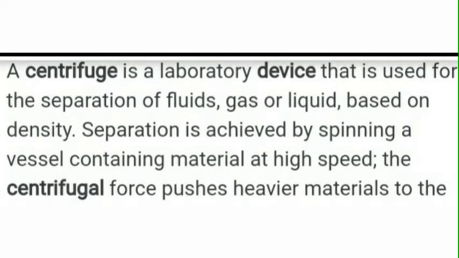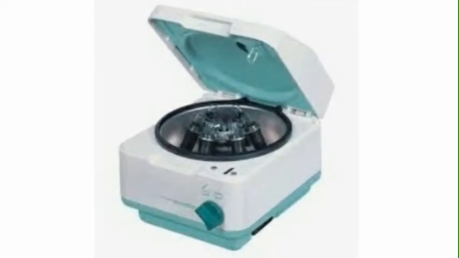A centrifuge is a laboratory device that is used for the separation of fluids, gas or liquid based on density. Separation is achieved by spinning a vessel containing material at high speed. The centrifugal force pushes heavier materials to the outside of the vessels. So for any liquid, any suspension, if we want a clear solution, then we use the centrifugal machine. How is it used?